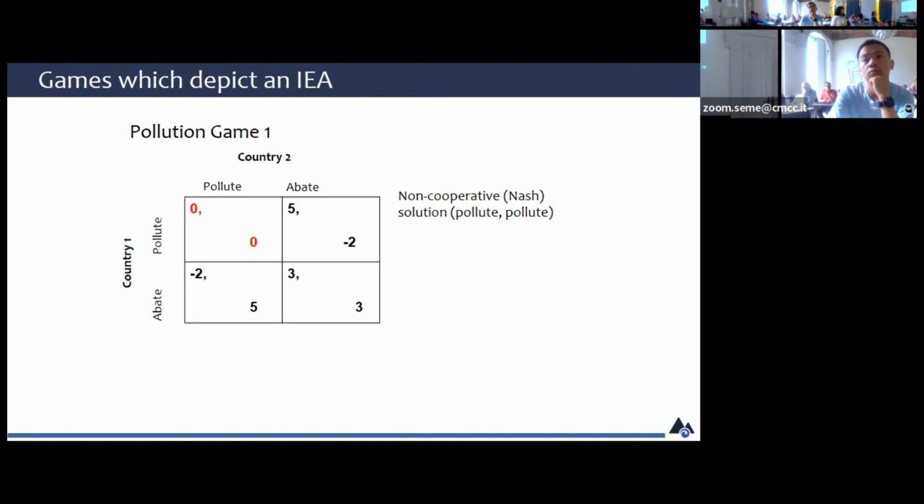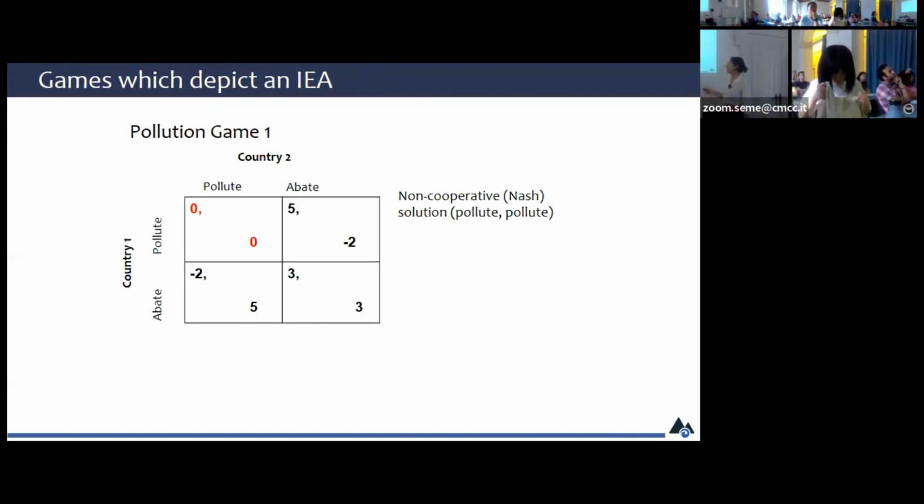And then you can build a bimatrix game like this, where if both pollute, say they both receive 0. This is obviously not the socially optimum equilibrium, but for each country there is an incentive to deviate, because if we're both abating, we get 3-3. But if you keep abating and I deviate, I get 5 because I'm not paying the cost of abatement and you're paying it all on your own. Now, an important element is the following.